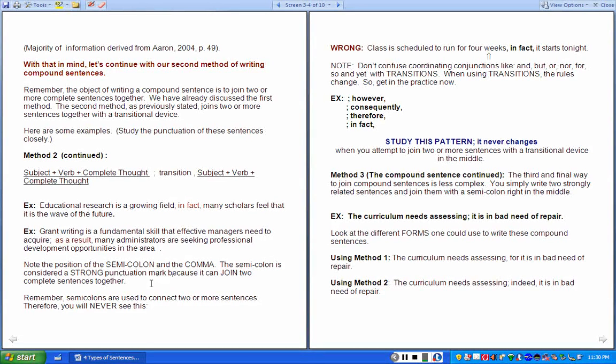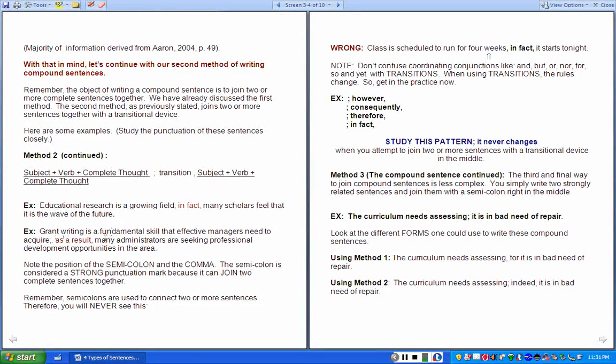Grant writing is a fundamental skill that effective managers need to acquire; as a result, many administrators are seeking professional development opportunities in the area. So the first thing we want to do is see if we have a sentence to the left. Grant writing, that's my subject, right? Think about the normal cadence of sentences. Subject, what's my verb? Very good. Is, we talked about that in the lesson on simple sentences. Grant writing is what? Grant writing is a fundamental skill that effective managers need to acquire. That's my full, extended, complete thought.